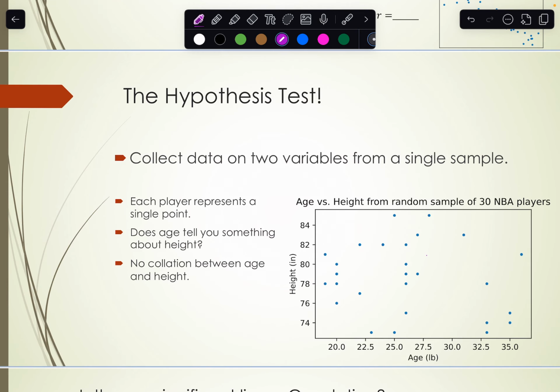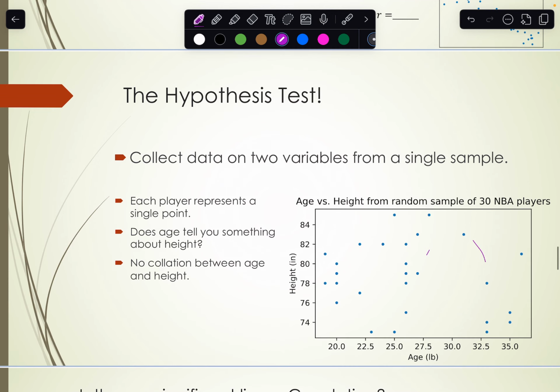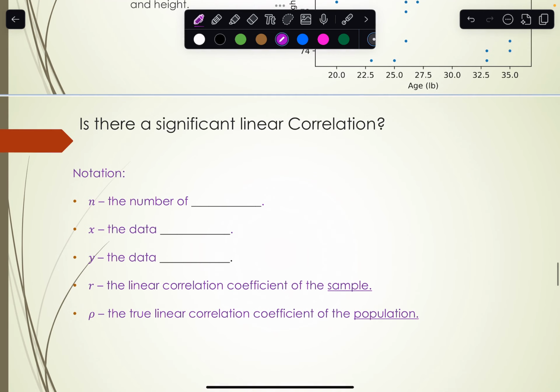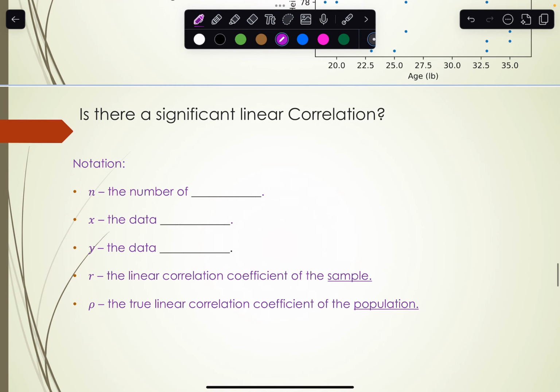Now, the hypothesis test. We have this data, and we would like to test whether there's correlation. We'd like a way of determining that there's no correlation here, and we'd like it to be statistically significant. So let's discuss that now. Is there a significant linear correlation? We need to talk about probabilities of correlations. How is this correlation distributed?